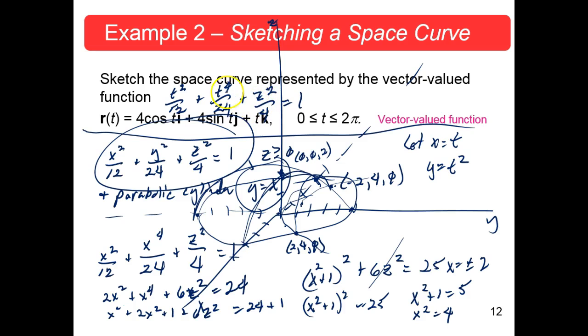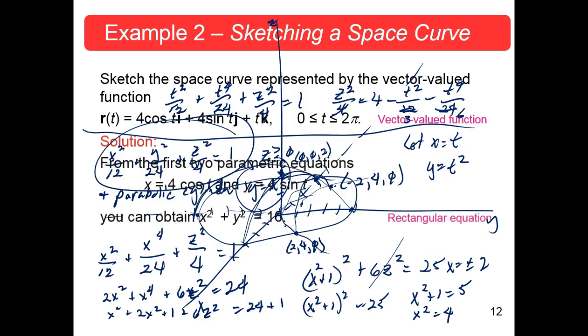Okay, we're going to subtract these from both sides. So you have z squared over 4 is equal to 1 minus t squared over 12 minus t to the 4th over 24. Right. And then multiply everything by 4. And that will make a 3 down here and a 6 here.